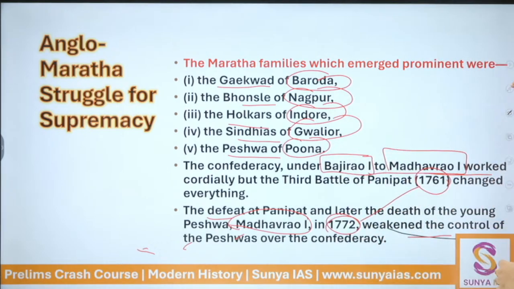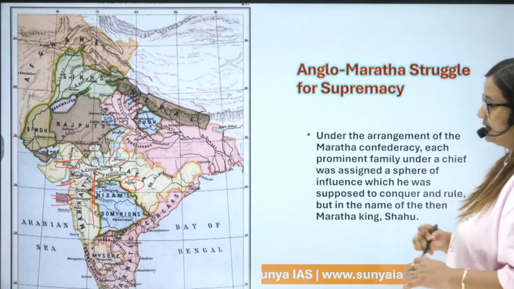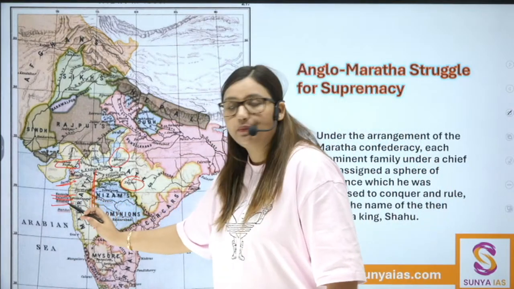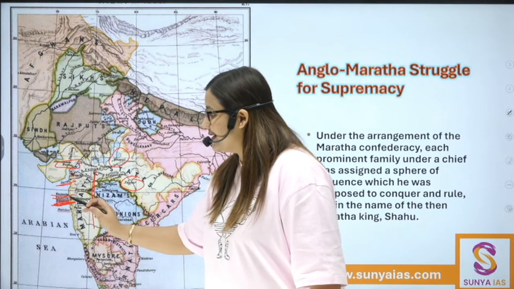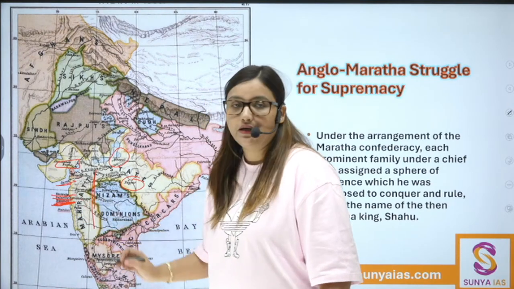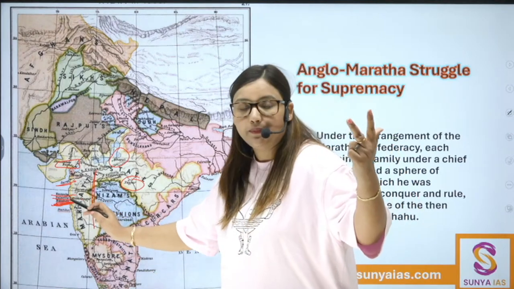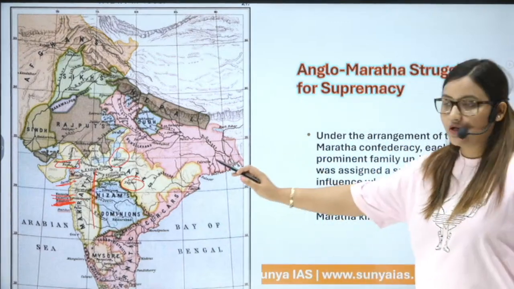Now understand, we covered one more point here. On the map, let's come back to the map. This is the map where I just showed you Bisin, Silsit, Bombay. So first we will have Bombay, after Bombay Silsit, after Silsit Bisin. So remember, Bombay, Silsit, Bisin. Clear? Fine. So we have just covered it in the map.